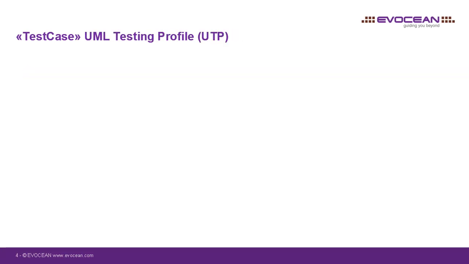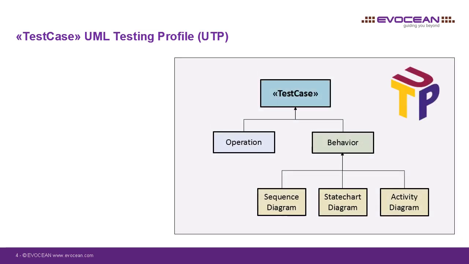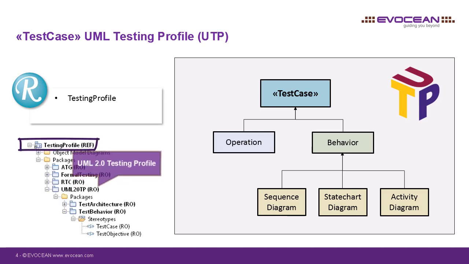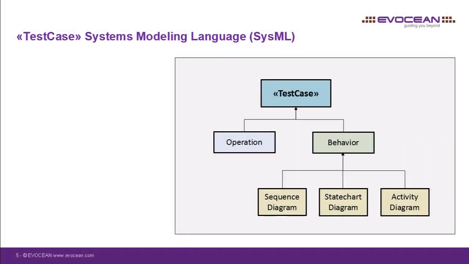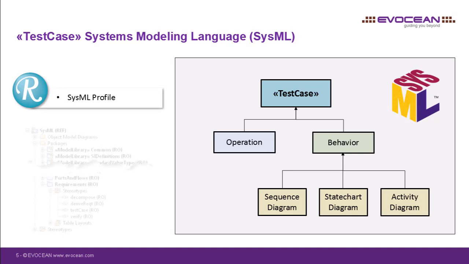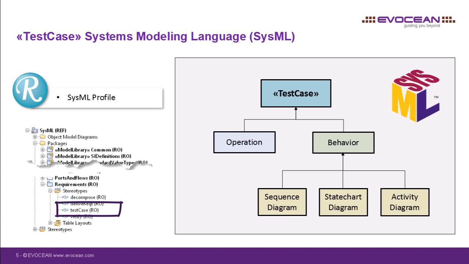The UML testing profile and the creation and execution of model-based tests is supported in Rhapsody with the Rhapsody testing profile and the Rhapsody add-on test conductor. It can be used both on software level, for example with UML, and/or on system level with SysML. When I use test conductor and the testing profile, the UTP test case is applied. If you don't use the test conductor, you can create and display test cases in a Rhapsody SysML model. In simplified terms, this is where the SysML test case is applied.